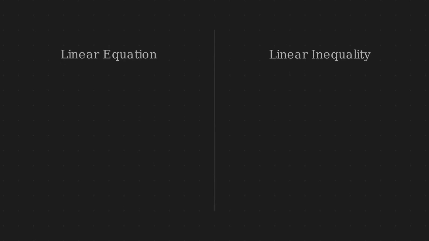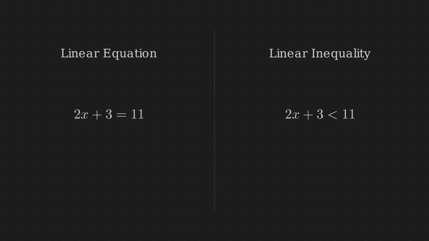Solving a linear inequality follows almost the exact same rules as solving a linear equation. Our goal is still to isolate the variable by using inverse operations. If you add or subtract a number from one side, you do the same to the other. If you multiply or divide by a positive number, the inequality sign stays exactly as it is.